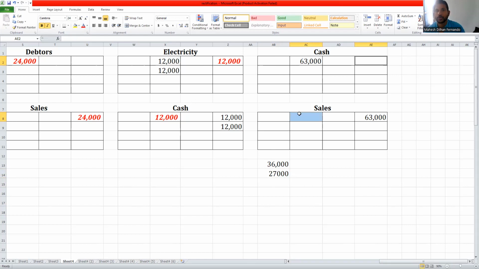You have to reduce the difference. Sales debit 27,000, cash credit 27,000. See, it is done.